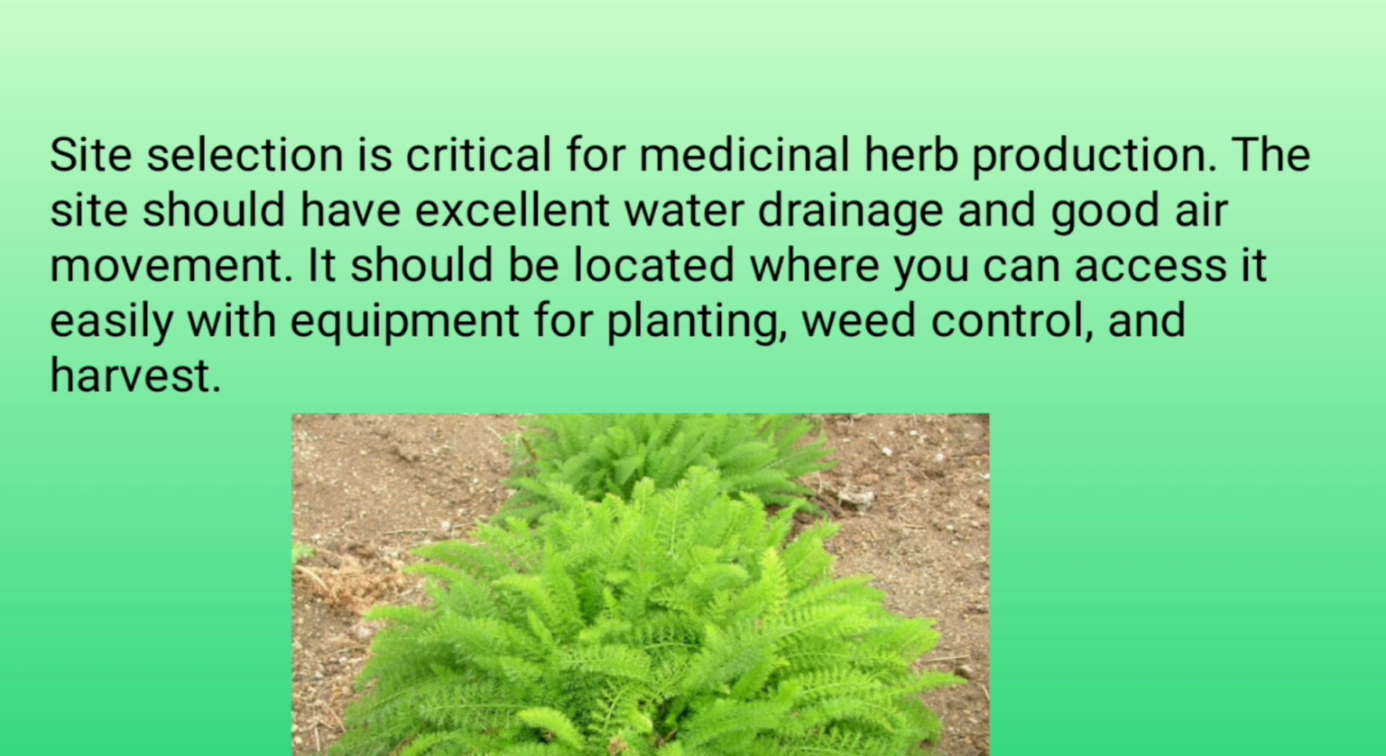Site selection is very important and critical for medicinal herb production. The site should have excellent water drainage and good air movement. It should be located where you can easily access it with equipment for planting, weed control and harvesting. So it is important to select sites which are in your control, that have good quality soil, drainage of water, air movement, and are easily accessible for your cultivation and planting. It's important to select a specific site for your medicinal plant.